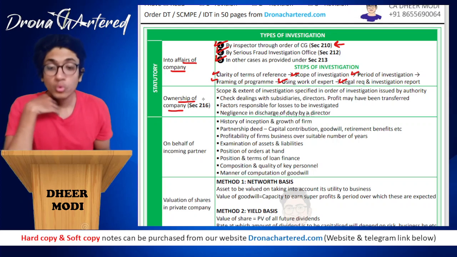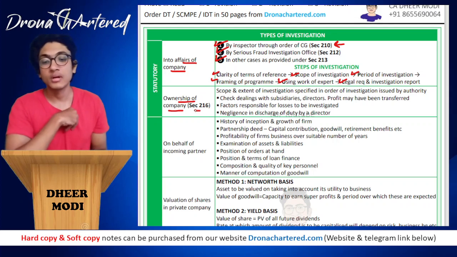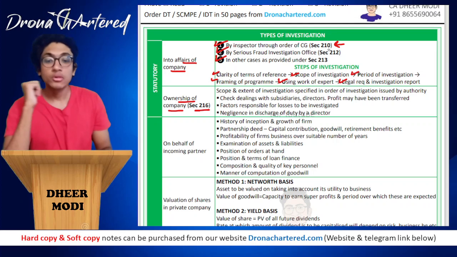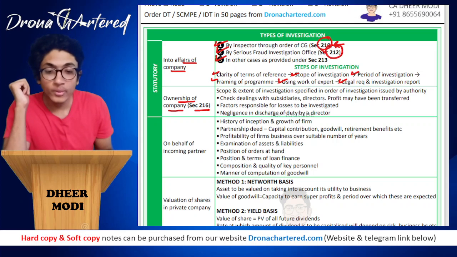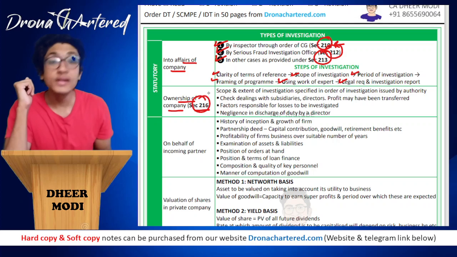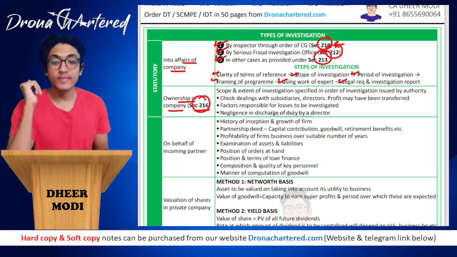Now, next is your ownership of company. Ownership of company is governed by section 216. So we did 210, 212, 213 and 216. These are your statutory investigations.